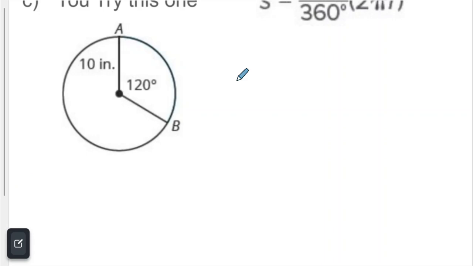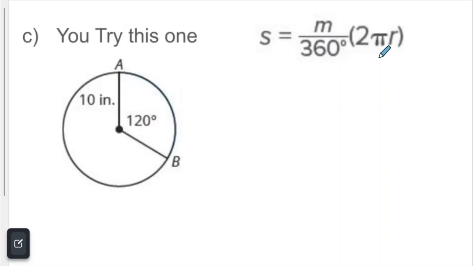So I'm going to have you guys try this one. Remember, you got to have pi in the equation, so don't have a calculator where you put pi in.